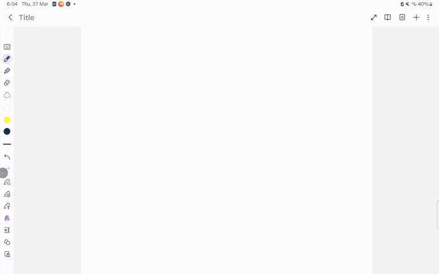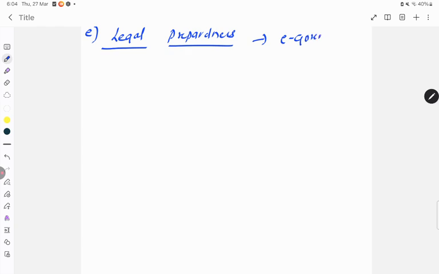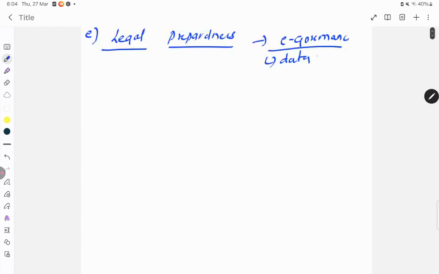So we are still in the topic preparedness in e-governance, and we are left with the last preparedness, that is legal preparedness. Okay, so what is legal preparedness? It is not easy for a nation to go for this e-governance service. We have to follow various rules and regulations because we are going to deal with data, and where there is data we will need security.